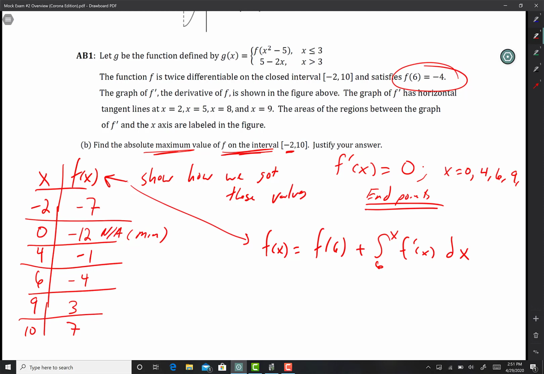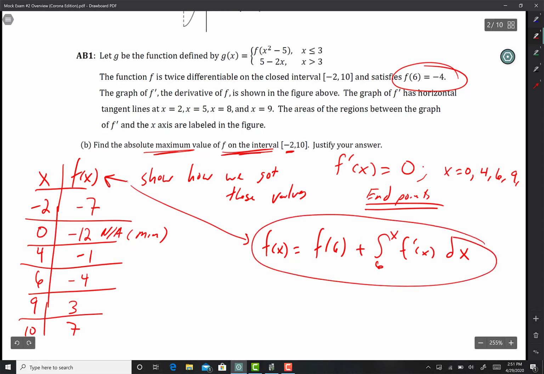That's enough right there, guys. If you want, you can even put this at the top instead, f of x equals f of 6 plus whatever. That's how I got all of these, and all I did was literally add. I'm going to show one just for example. Look at f of 9.